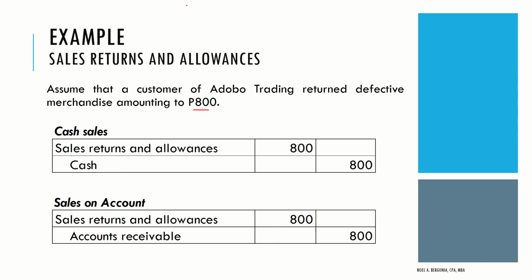Clarification. So those entries represent the return of merchandise. Okay, so we're done with the sales returns and allowances, which is again a contra revenue account. The next element under the computation of net sales is sales discount.